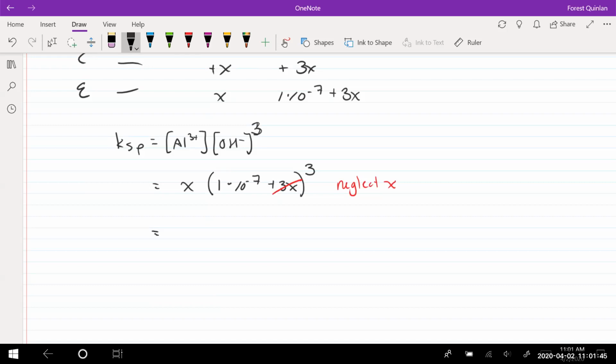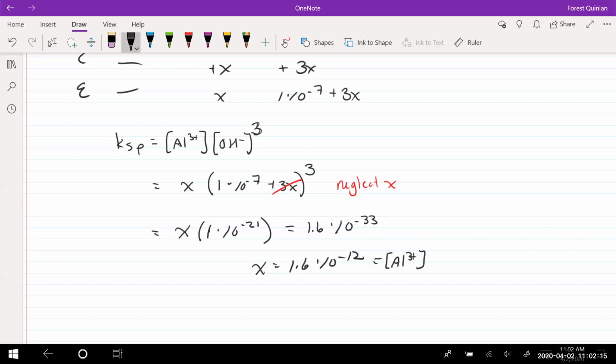And so now we have x times 1 times 10 to the minus 21 is equal to 1.6 times 10 to the negative 33. So x is equal to 1.6 times 10 to the negative 12. Which we just said was the concentration of aluminum 3+. QED.